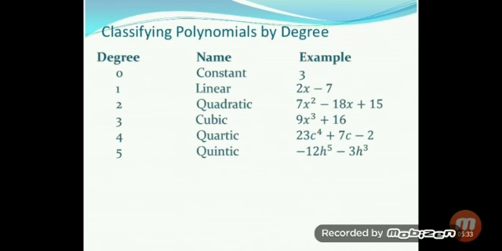Now, if the degree of the polynomial is 4, then the polynomial is known as a quartic polynomial. For example, 23c to the power 4 plus 7c minus 2. If the polynomial has degree 5, then the name of the polynomial is quintic polynomial. For example, minus 12h raised to the power 5 minus 3h raised to the power 3.